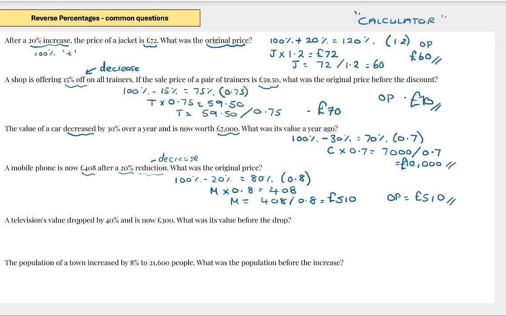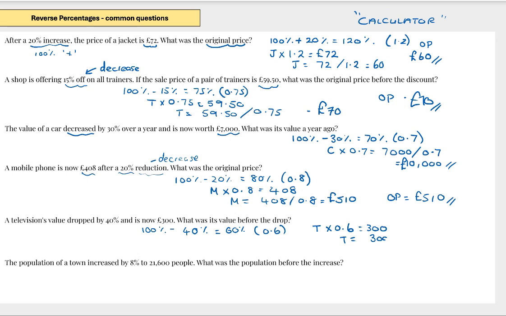A television's value dropped by 40% and is now £300. What was its value before the drop? So what have we got? It's a drop. So we are going to subtract. So we've got 100%, subtract 40%, which gives us 60. Pop that as a decimal. Now we're ready. So we'll call it TV. TV times 0.6 equals, what is it, £300.